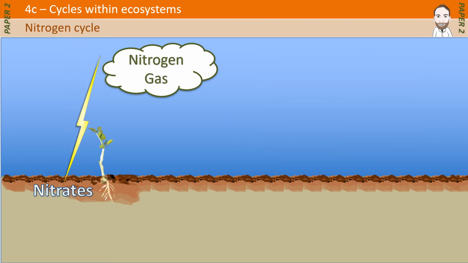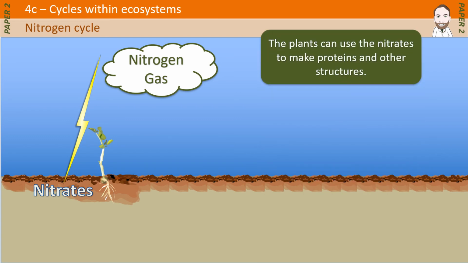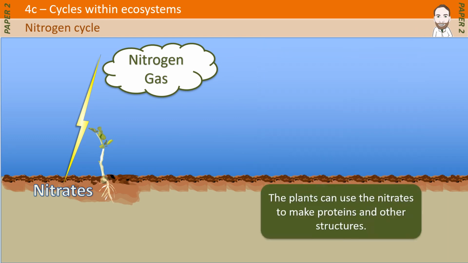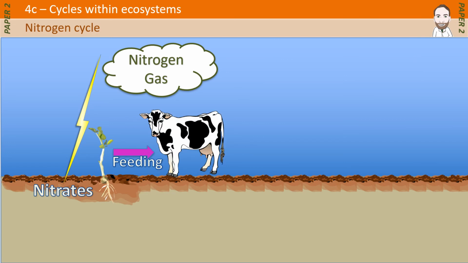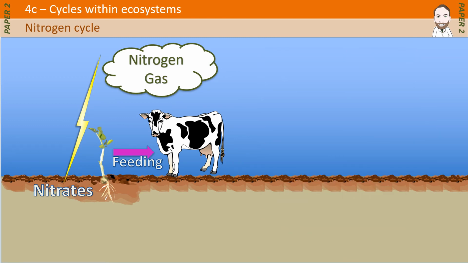Lightning can also cause nitrogen fixation when it hits the ground. Plants then use the nitrates to make proteins and other substances such as chlorophyll. Animals feed upon the plants and nitrates get passed along the food chain. These nitrates get put back into soil from animal waste, and death and decay takes place.